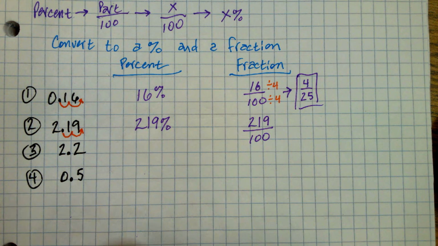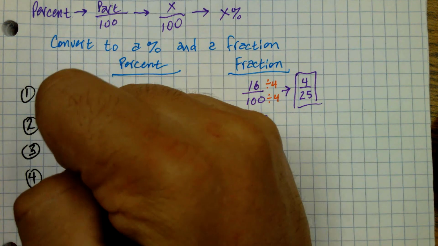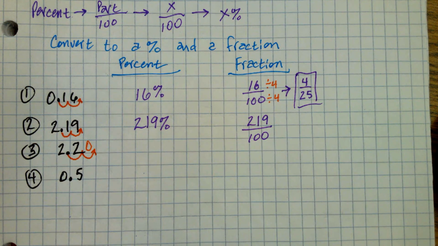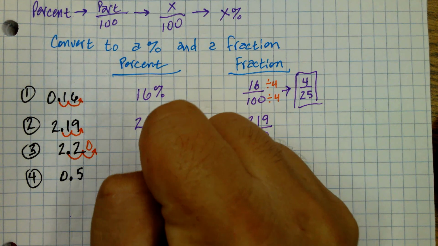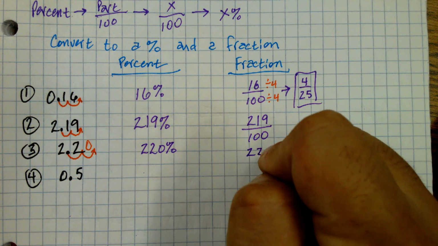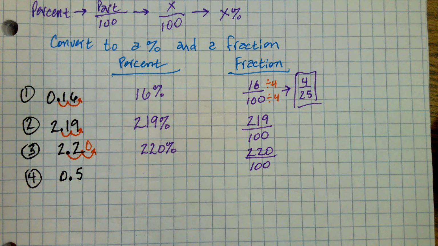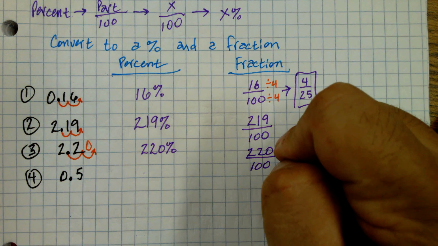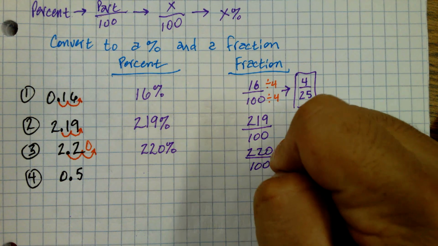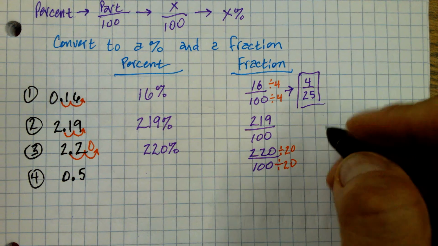Okay. I'm going to do the next one. Of course, we remember that this empty place value gets a 0, and this is 220%, which is 220 over 100. I could reduce that by what value? 20, yeah. So that gives me what? 11/5.